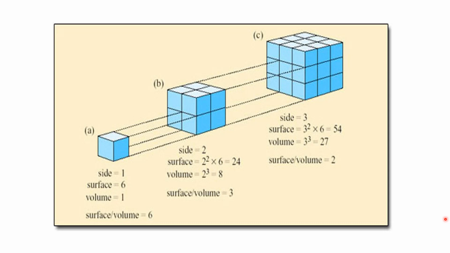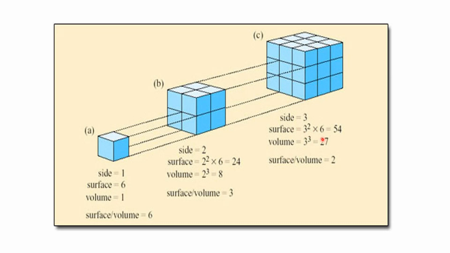Okay, good to know. Now, I can do these same calculations if I add on another layer here. So now I've got a side of 3 and a length of 3 instead of 2. So in this case, a side equals 3. Okay, and then the surface area is 3 squared times 6.